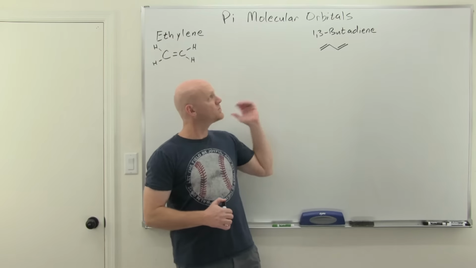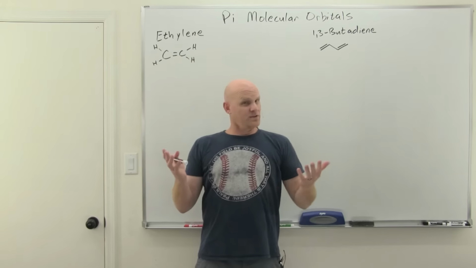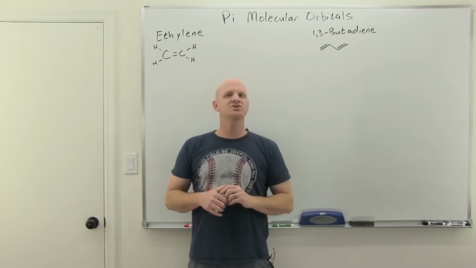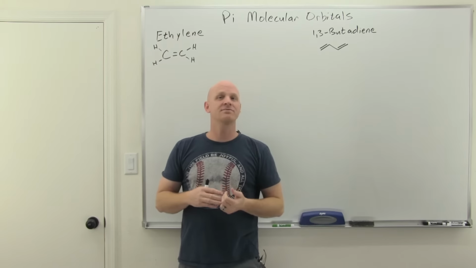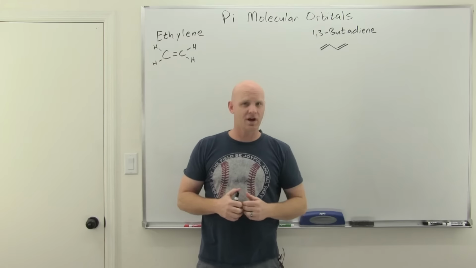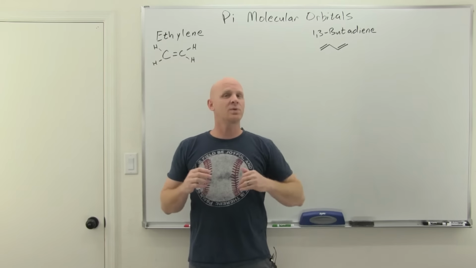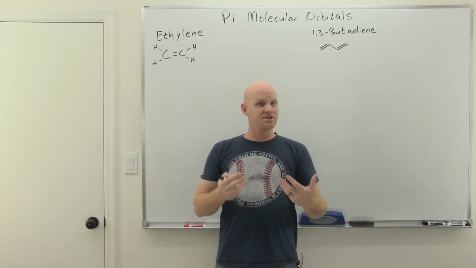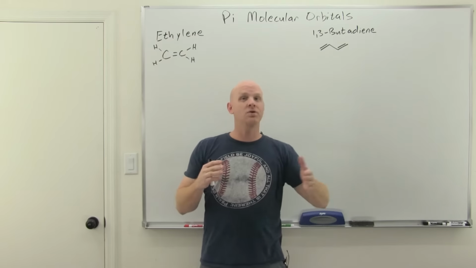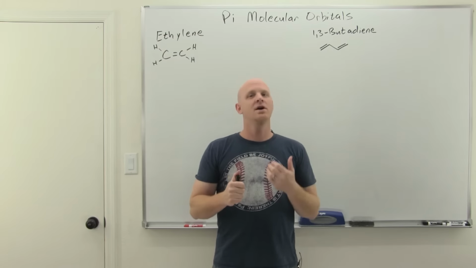All right, so pi molecular orbitals, these are molecular orbitals. We visited those way back in chapter 1, and we saw that when orbitals from adjacent atoms overlap, they form molecular orbitals. So atomic orbitals form molecular orbitals. And in this case, specifically, we're going to show the side-to-side overlap of p orbitals. We're going to find out with a conjugated system, you actually get many p orbitals spread across many atoms overlapping.